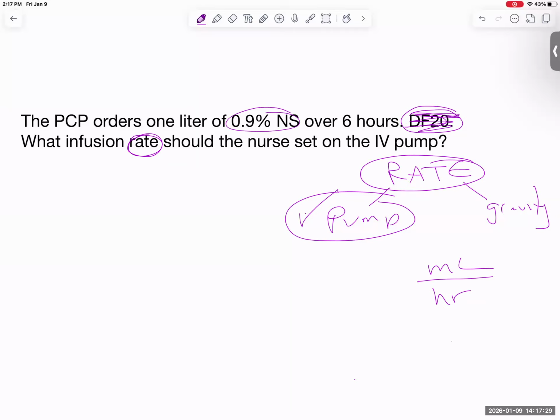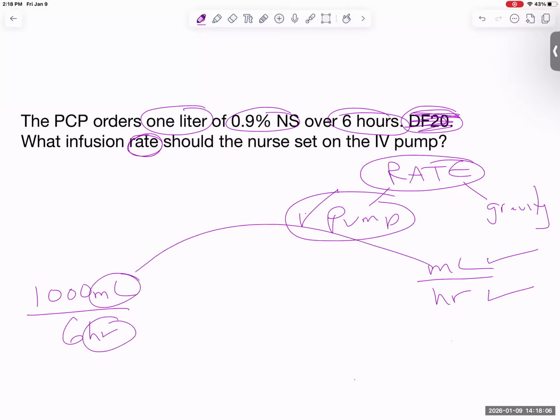People get these wrong because they try to fit it in there, okay? So I'm looking for volume over time. 1 liter over 6 hours. Now, if you don't know that 1 liter is 1,000 milliliters, you would have to solve to figure it out. But 1 liter is 1,000 milliliters, right? That's one of the conversions you remember. So I'm just going to start with 1,000 milliliters over 6 hours. That gives me milliliters in the numerator, hour in the denominator.